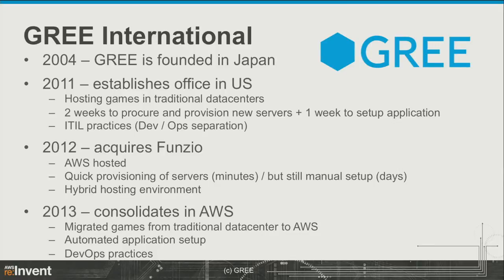In 2011, GREE decided to expand and established offices in the US. We have our offices in San Francisco. At the time, we were using the traditional physical data center model. We had to plan ahead for procurement of systems and configuration of those systems. We had a lot of ITIL background. And we started to see the benefits of moving more towards a DevOps environment.